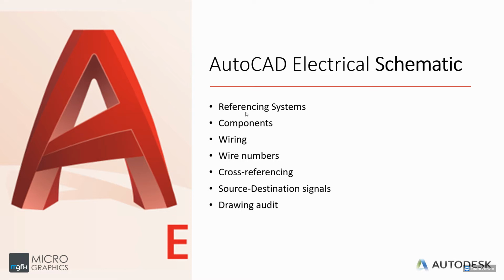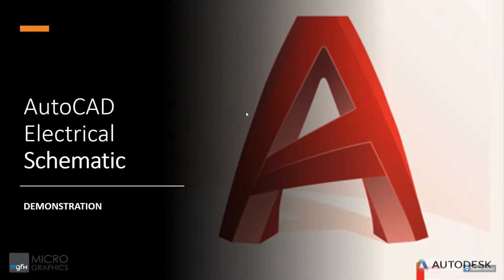Then we're going to talk about cross-referencing, and you have what's called parent and child components. So things can be linked within a circuit, or within a drawing, or within a project. So it's quite versatile. Then we're going to discuss source and destination signals. And there's also a little feature in there that's called drawing audit. Okay, so let's have a little demonstration of those topics. So again, I'm going to switch back to my AutoCAD Electrical screen.